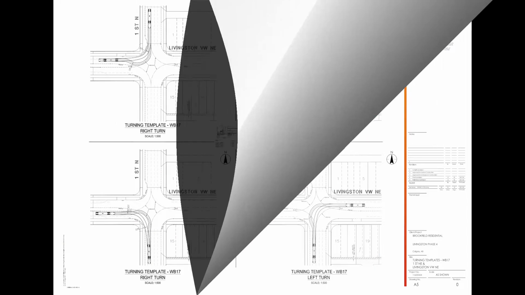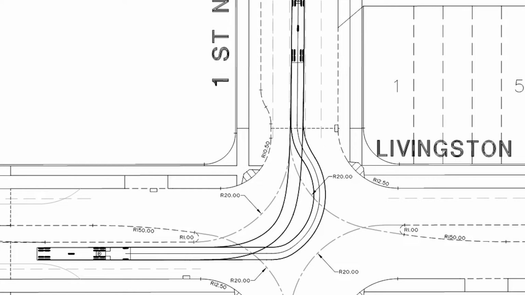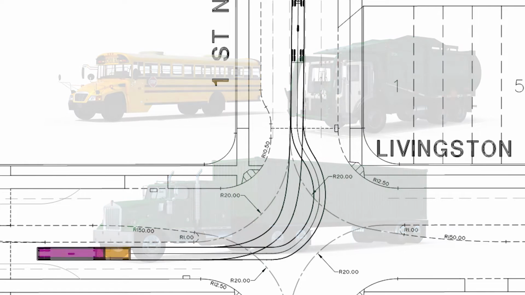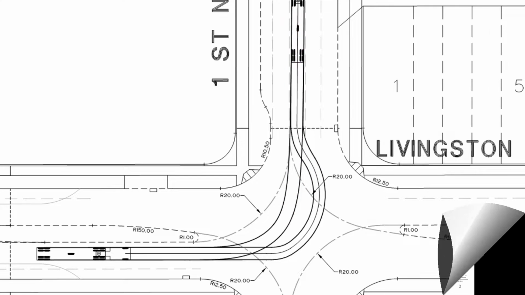The following pages in this set are the turning templates. Engineers use these to prove large vehicles, such as buses, sanitation trucks, and/or tractor trailers, can safely navigate the roads as designed. We often disregard these pages as they do not apply to the construction of the road.